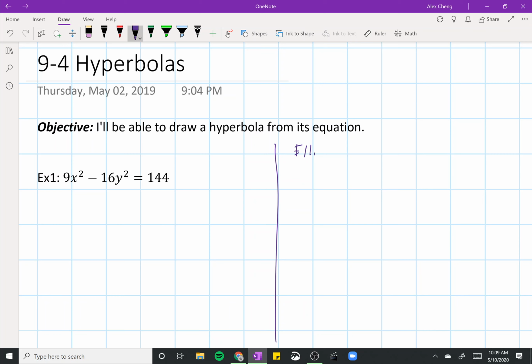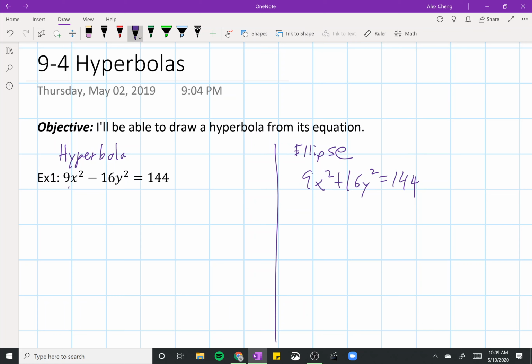So here's our ellipse. That equation was 9x squared plus 16y squared equals 144. And this one, well, I'm going to tell you right now, it's a hyperbola. But what does doing that little sign flip do exactly? So let's think about this.